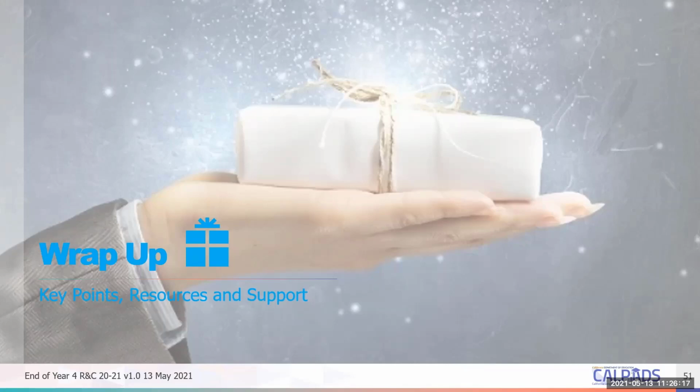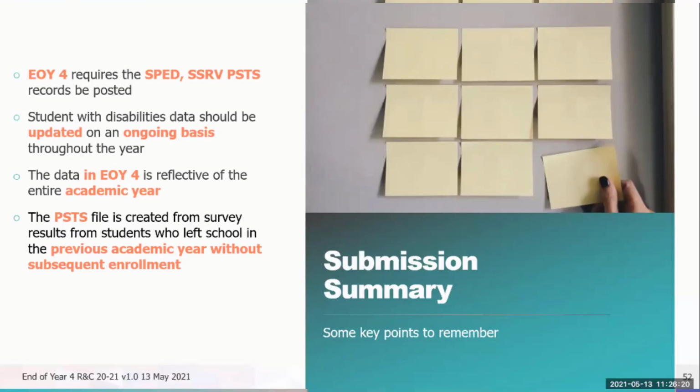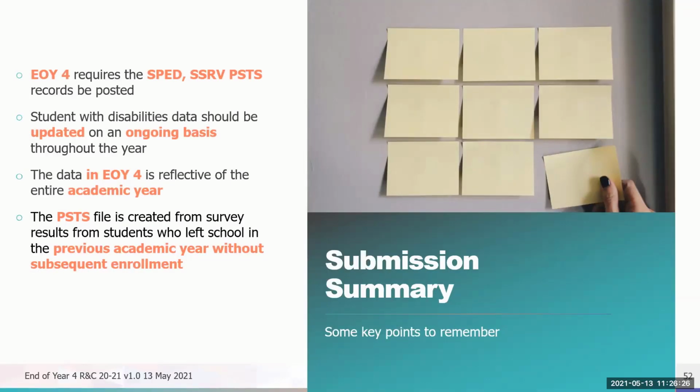All right, so this is the wrap up. So let's just do a summary of the submission. This is just very brief. We wanted to hammer home key points. You need to know that end of year 4 requires 3 files. That's your special education program file, your student services file, and your post-secondary status file. Again, post-secondary only for students with disabilities.